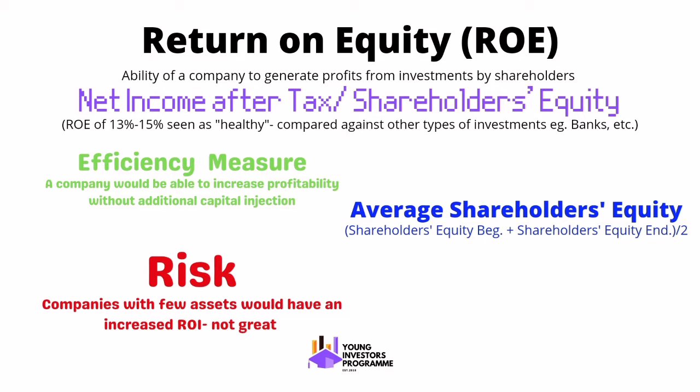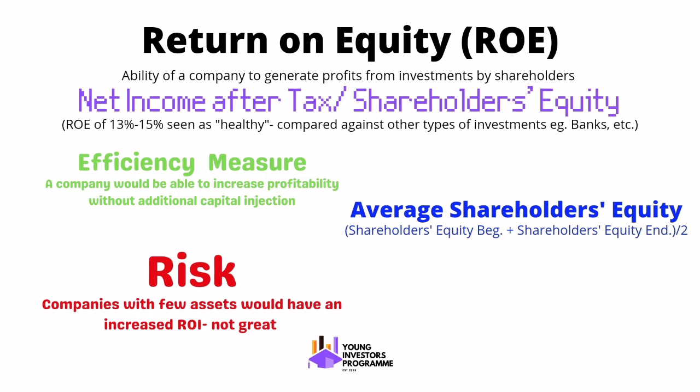An ROE of 13 to 15% is seen as healthy compared to other types of investments generally. So you'd compare that to your banks or any other kind of place. You could take a REIT, real estate investment trust. That would sort of be your comparatives, in that it's other places you could be investing your money. The ROE is an efficiency measure, meaning that it's a measure of whether a company would be able to increase profitability without additional capital injection. So that's how well they handle your money.